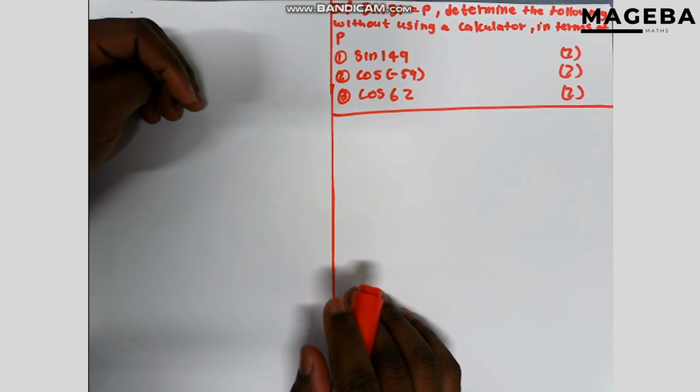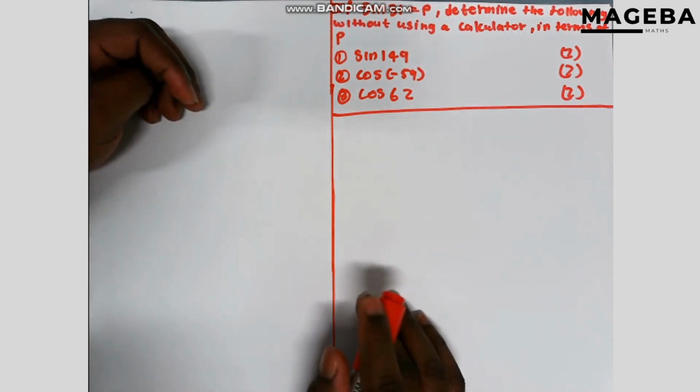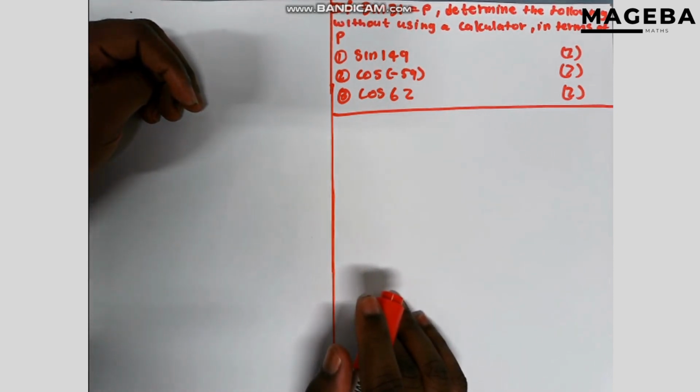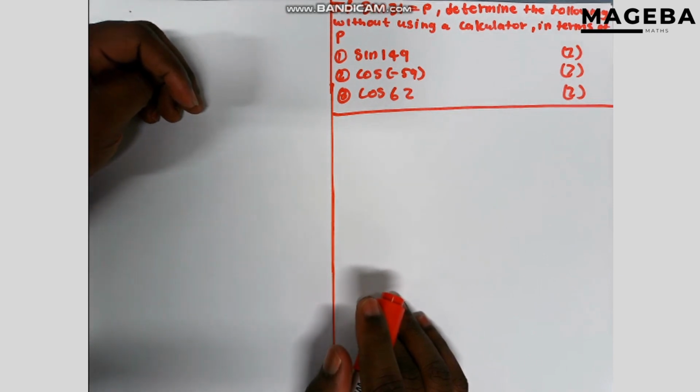Okay, so today we'll be doing some trigonometry. This is the example that we are going to do. It's part of the revision people are going to write anytime soon from now, so keep on doing this revision. This one is saying sine of 31 is equal to p, and then we're determining the following without using a calculator in terms of p.